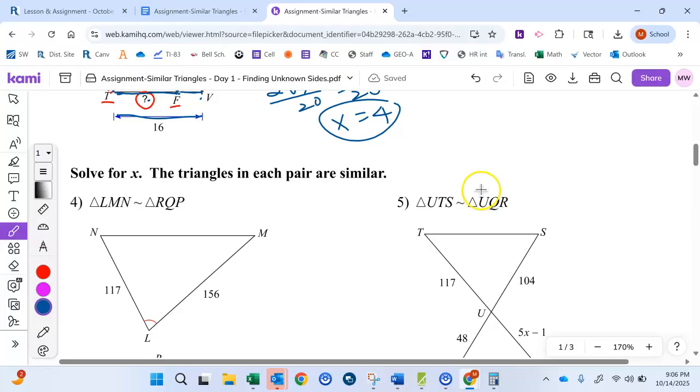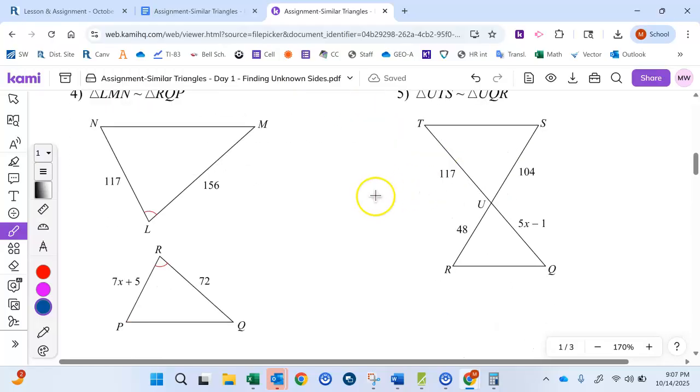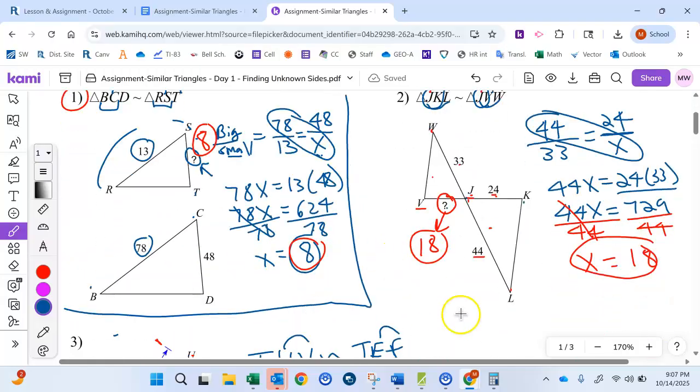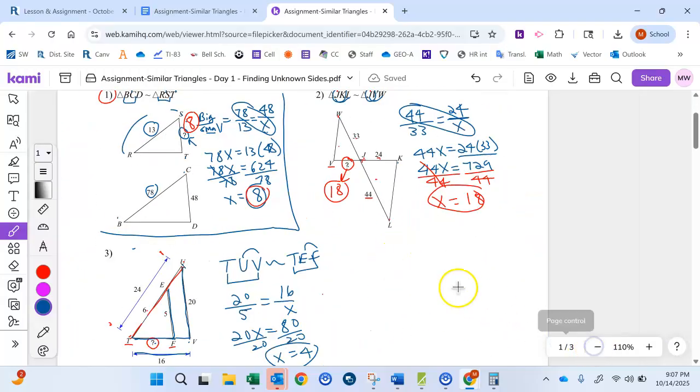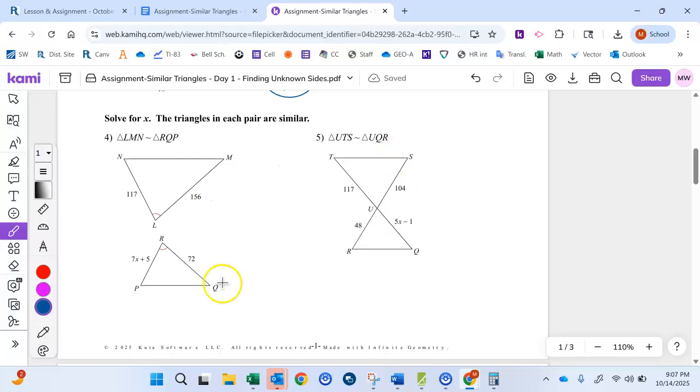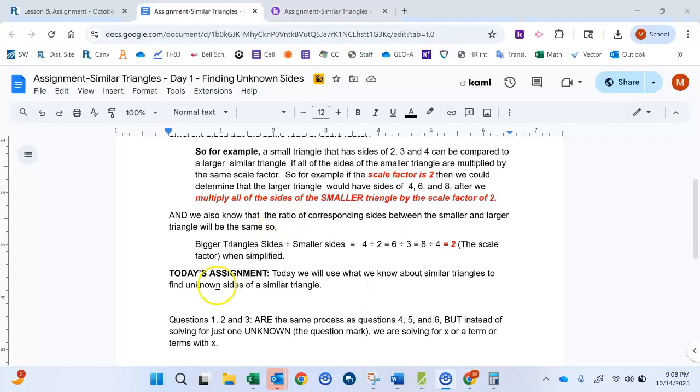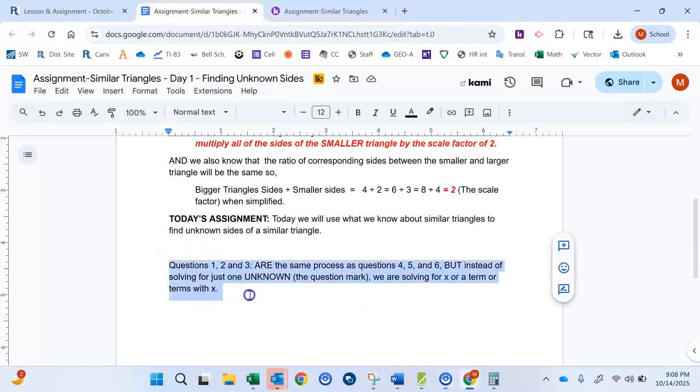All right, so let's see. So I did 1 through 3 for you, but what I'm going to tell you about 4, 5, and 6, it's the exact same. The only difference, and let me write. Okay, so what I want you to do is please read this and make sure to translate it. Pause the video and read it and make sure you understand it, okay?